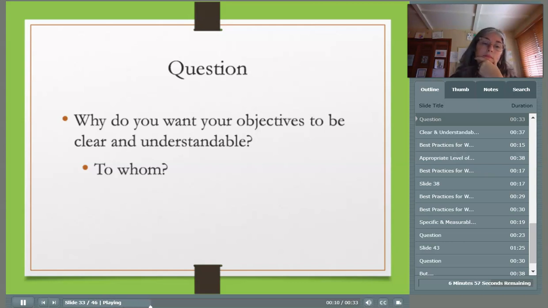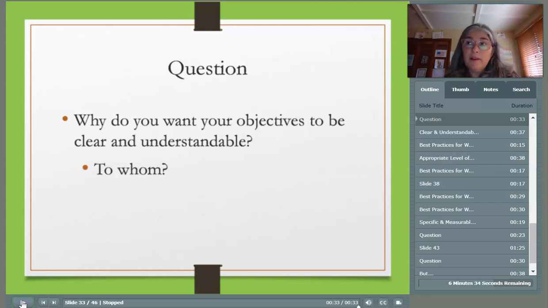Well, they should be clear so that students know what is expected of them. So students are one of the parties. They should also be clear for a substitute teacher who might need to interpret and implement your lesson plan. They should be clear for administrators and parents. And this is also going to be helpful for when you're creating your assessment. So there are many reasons why this is important.